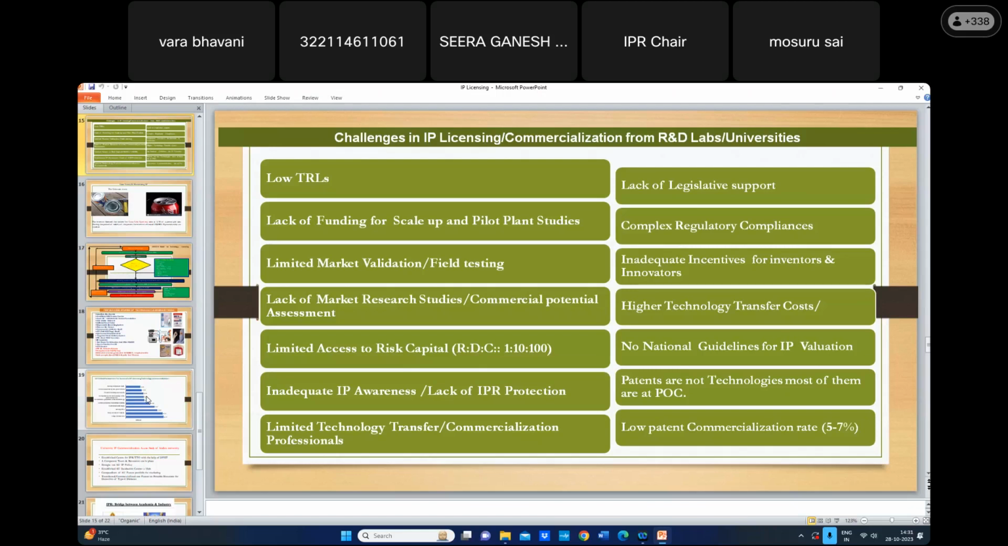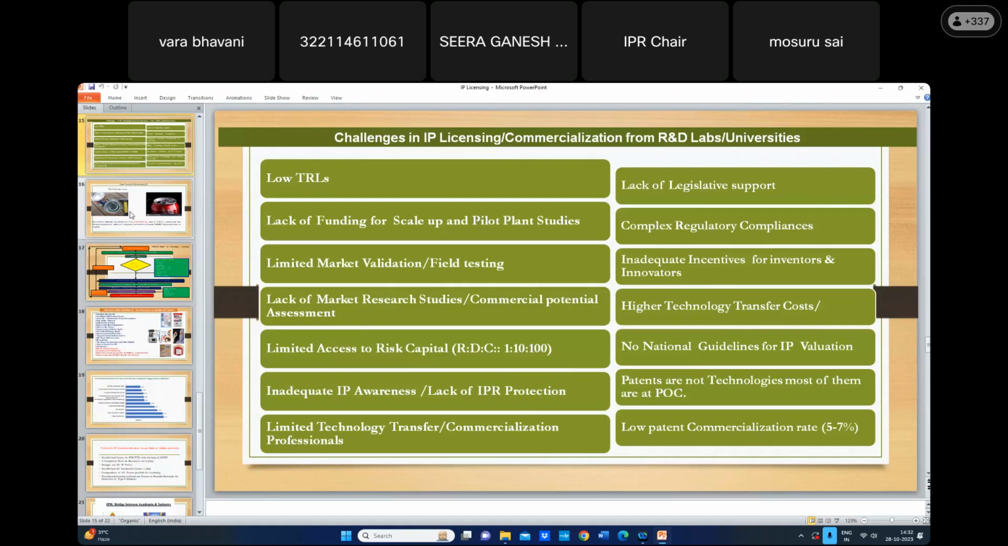The lack of legislative support, complex regulatory compliances, inadequate incentives for inventors and innovators, higher technology transfer fees. Suppose somebody wanted to import a technology, it's quite expensive. There are no national guidelines for IP valuation. Patents are not technologies; most of them are proofs of concept. So low patent commercialization, about 5 to 7%. As a result, the commercialization of patents is very limited, not only in India but across the world.